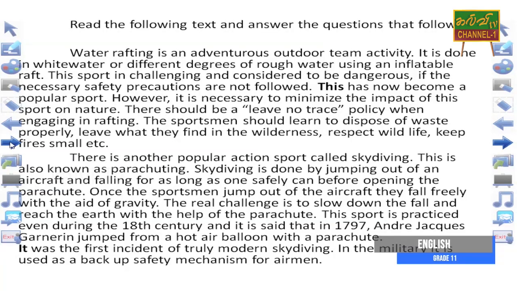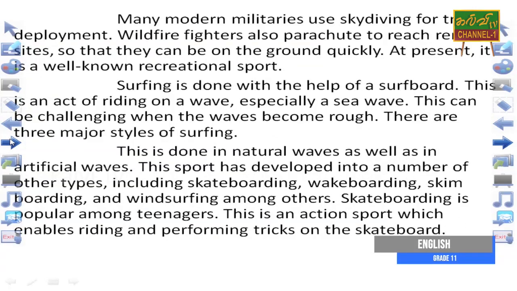It was the first incident of truly modern skydiving. In the military, it is used as a backup safety mechanism for airmen. Many modern militaries use skydiving for troop deployment, while firefighters also parachute to reach remote sites so that they can be on ground quickly. At present, it is a well-known recreational sport.